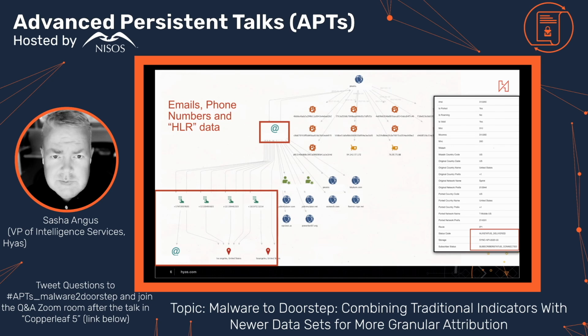So one of the data sets that we find very helpful is what's called HLR data. That's home location register data. It allows you to understand the nature of the telephone number that you're looking at. In this case, there's a mobile number that used to be on Sprint. It's now on T-Mobile. And if you look down to the bottom right-hand corner of the slide, you can see that it's actually physically on the network, and there's an actual device connected to it.